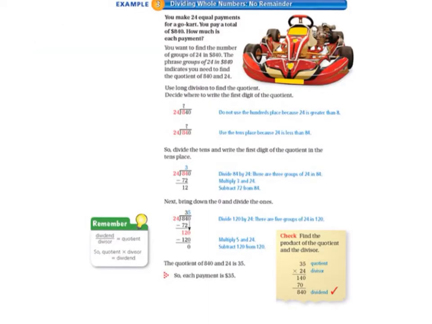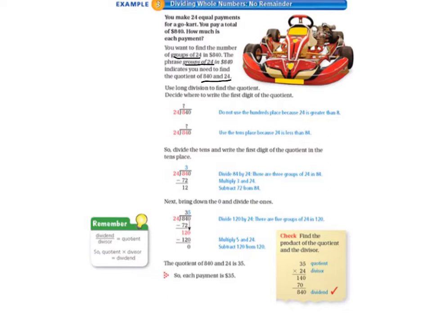Moving on to page 5 in your textbook, we're going to look at example 3, dividing whole numbers with no remainder. You make 24 equal payments for a go-kart. You pay a total of $840. How much is each payment? So this is repeated subtraction because we want to find the number of groups of 24 in 840. So we're subtracting money from how much we owe each time we pay a little bit. The phrase groups of 24 in 840 indicates you need to find the quotient of 840 and 24. We're going to use long division to find the quotient.